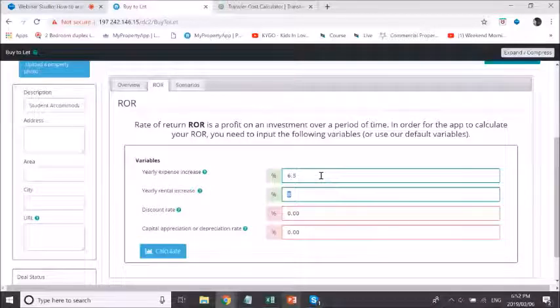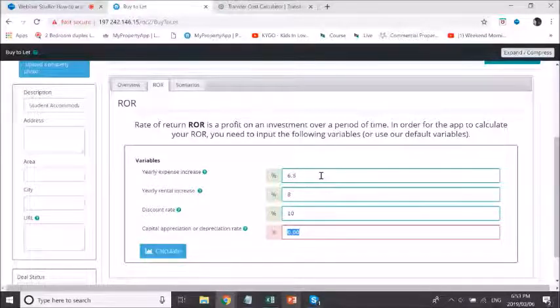So rates and taxes will probably go up by 6.5. Your insurance will probably go up by 6.5. So everything will become more expensive, but your rent will also go up. Discount rate is the rate at which money depreciates over time. So although you might have 100,000 Rand today, that 100,000 Rand won't have the same purchasing power in 10 years' time. So it's important to put that there. I usually put 10%. And it depends what kind of investor you are.